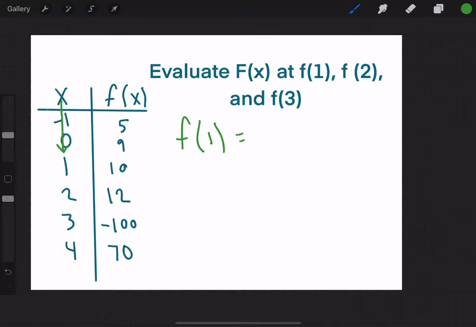The number 1 is right here, so I'm going to circle that, and I'm going to circle everything next to it. We're looking for our y value, so next to it is a 10. So I know f of 1 is going to be equal to 10.